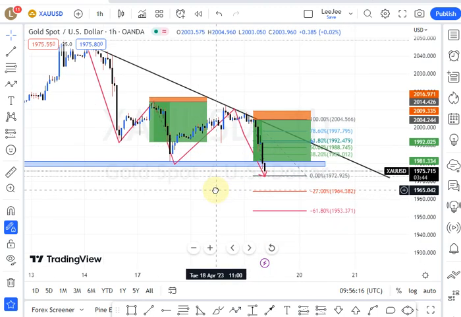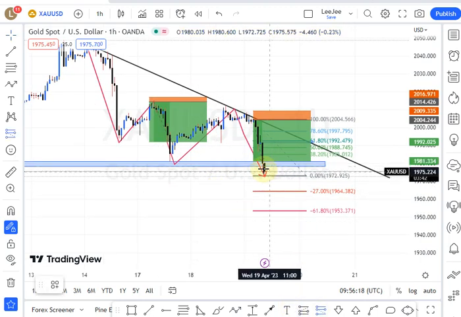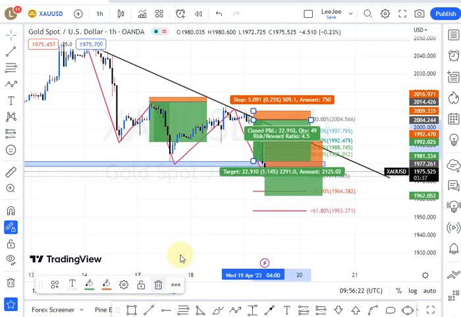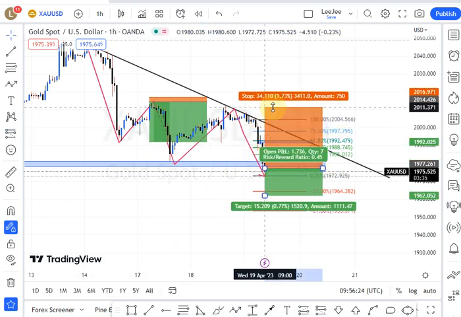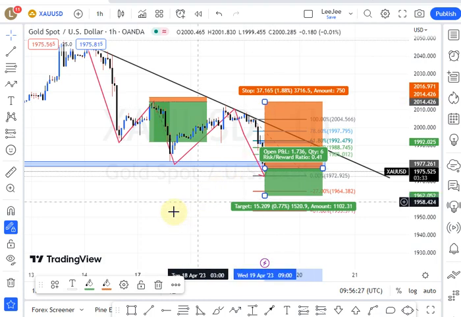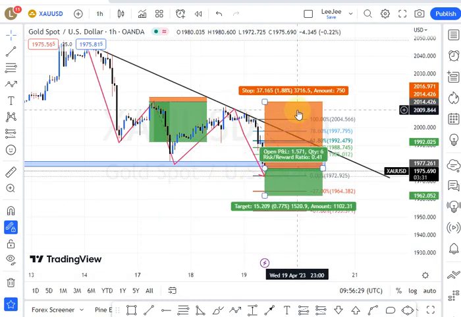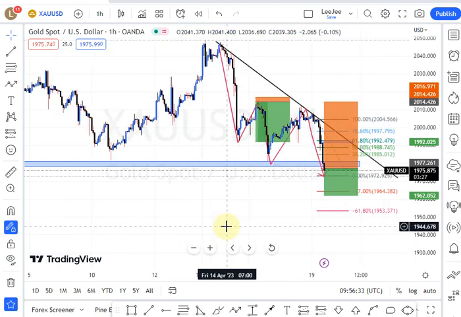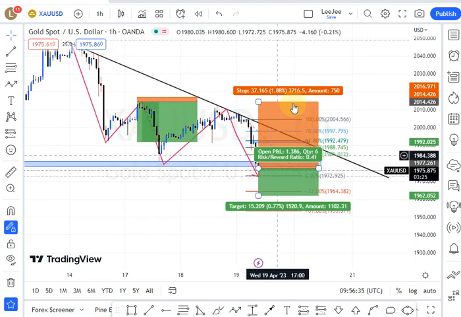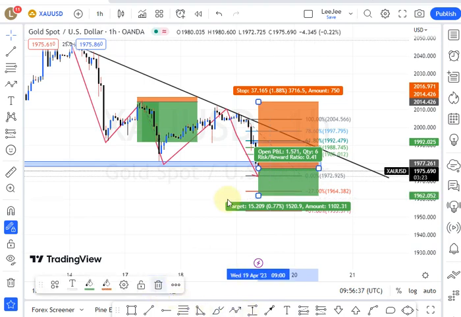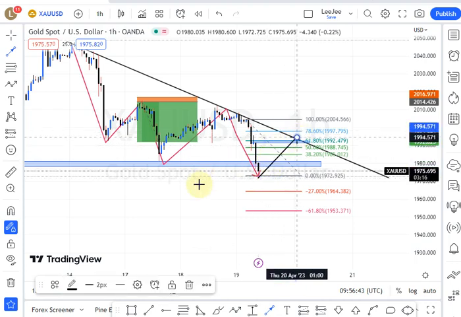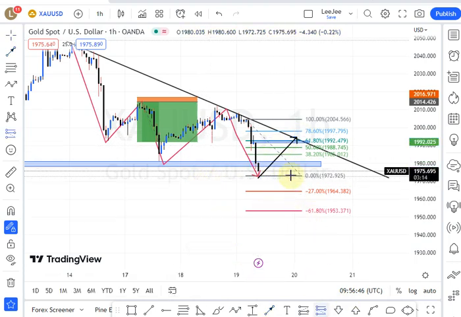So why should I take a sell entry over here? If I take a sell entry here, that means, let me remove this, that means my stop loss should be way up, around 371 pips. Am I crazy, guys? So what I'm going to do is just wait for that pullback over here. Boom. Okay, then now take that sell entry.